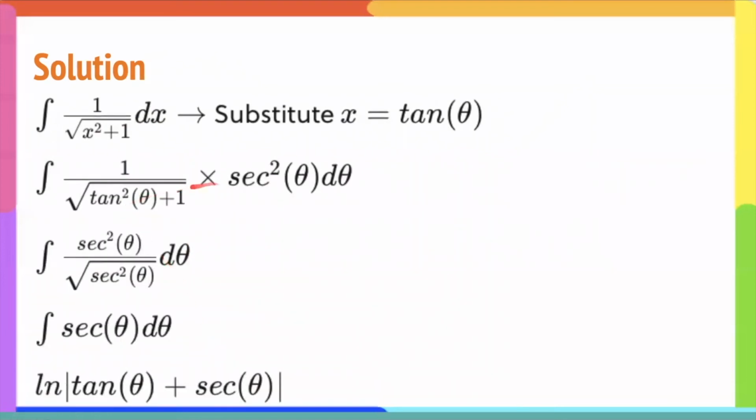And so tangent squared of theta plus 1, that's secant squared of theta. And then after simplifying, we get the integral of secant theta d theta. And that's equal to ln of the absolute value of tangent theta plus secant theta. And the proof for that is actually a little complicated, but you can search it up if you're curious.